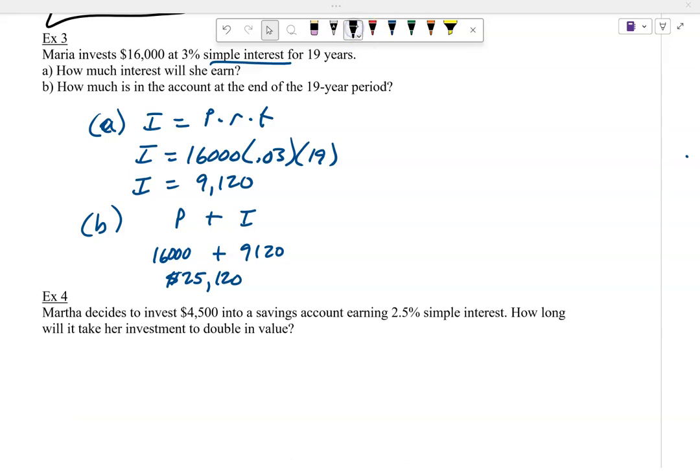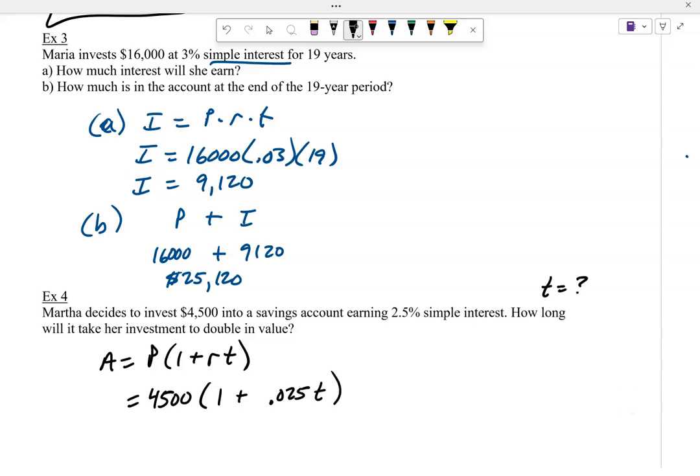Now Martha, here on example 4, decides to invest $4,500 into a savings account at 2.5%. How long will it take the investment to double? So my account amount is principal plus interest, or I could use this one as well. They're the same formula. The amount you have at the end, we want that to double. So if I start with $4,500 as my principal, my interest rate is 0.025, I need to know how long, what's my T for the amount to double.